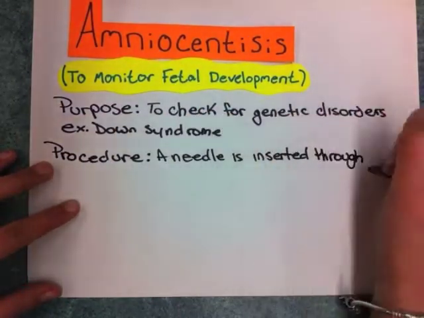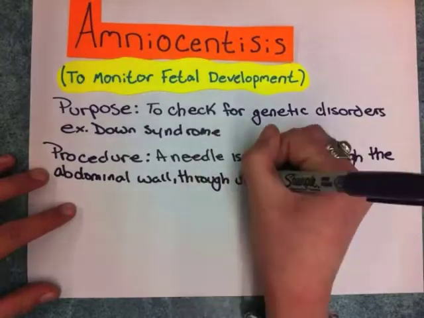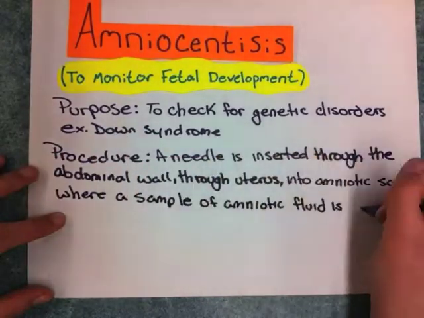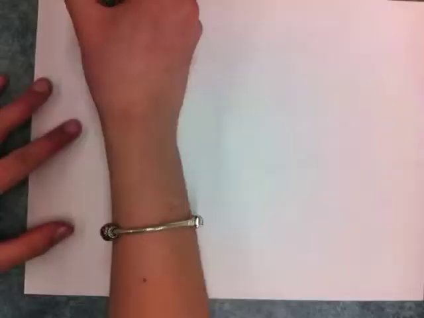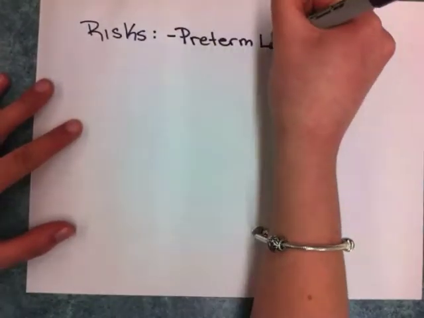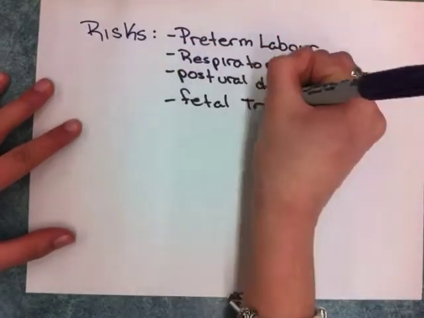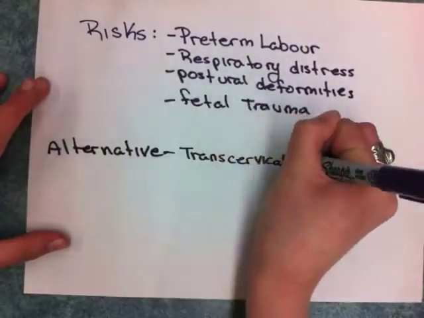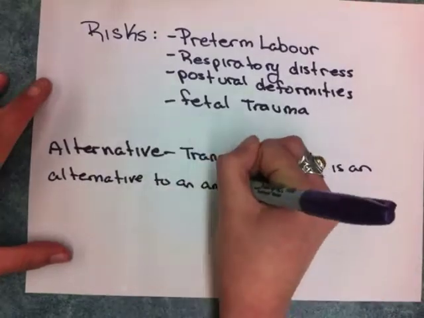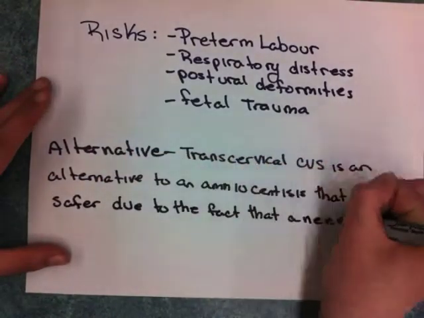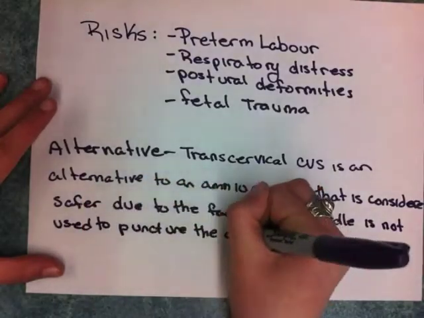The procedure: a needle is inserted through the abdominal wall, through the uterus, into the amniotic sac, where a sample of amniotic fluid is extracted for testing. Risks include preterm labor, respiratory distress, postural deformities, and fetal trauma. Alternative: transcervical CVS is an alternative to amniocentesis that is safer due to the fact that a needle is not used to puncture the amniotic sac.